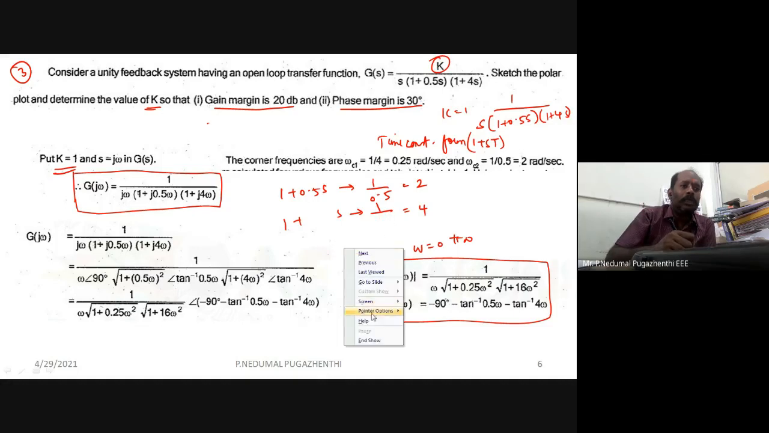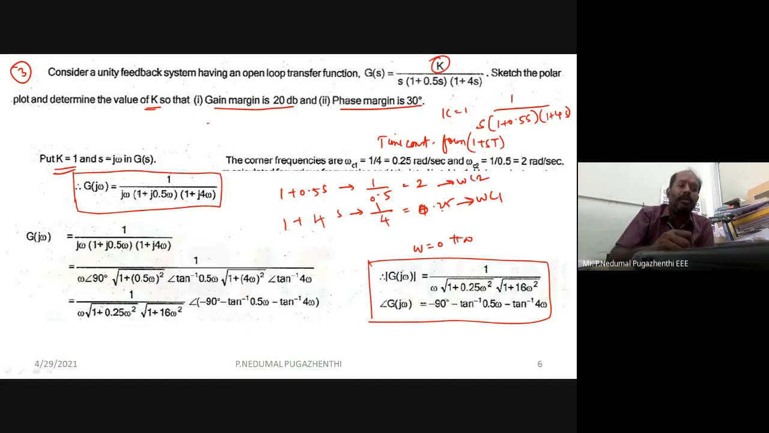So 1 by 4 will give me 0.25. So this will become the lowest one, and this is the next highest one. So omega C1 is equal to 0.25 and omega C2 is equal to 2.